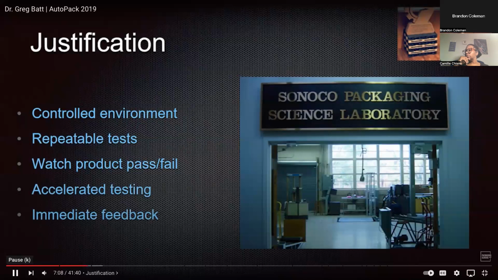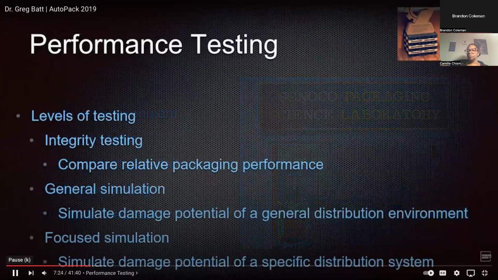And then lastly, we get immediate feedback. Okay, we can go into the lab and we can make modifications. We can try different configurations and then go and immediately retest. And again, an opportunity to shorten that development time.